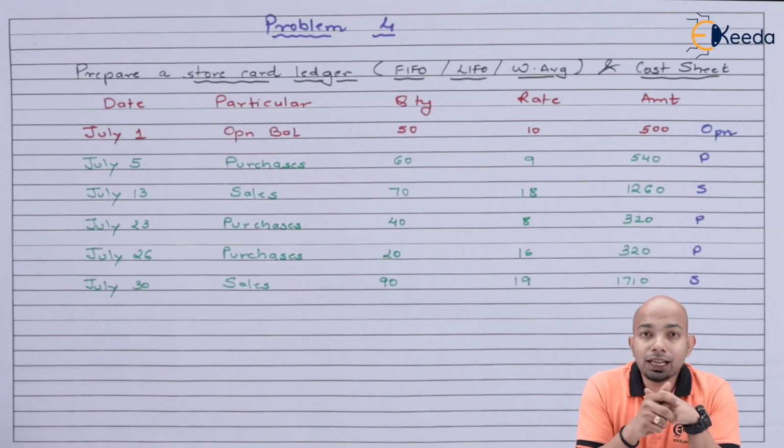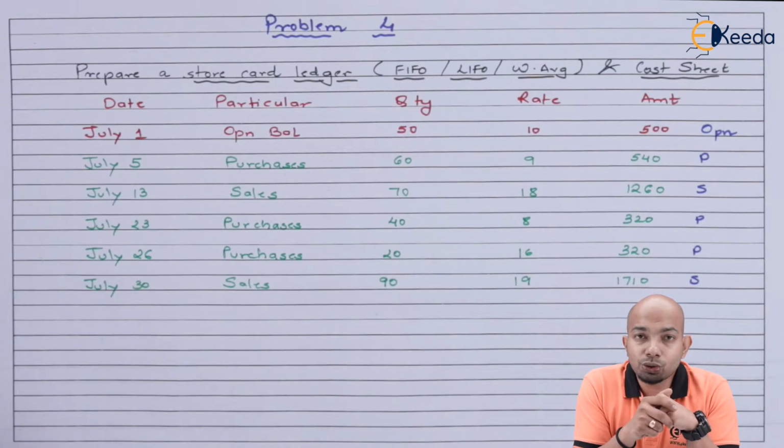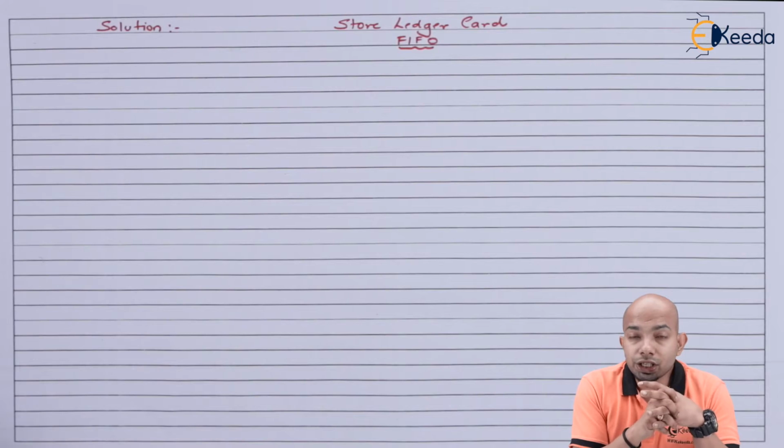So let's start with the sum and then we'll figure out how exactly we're supposed to do that. Now we are going to prepare the store ledger card under the FIFO method. Let's prepare the format here.